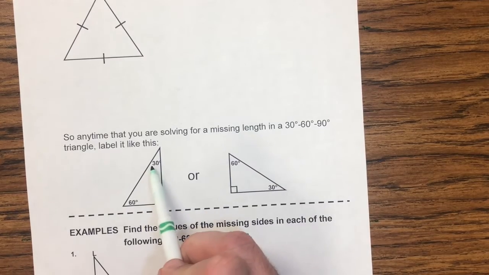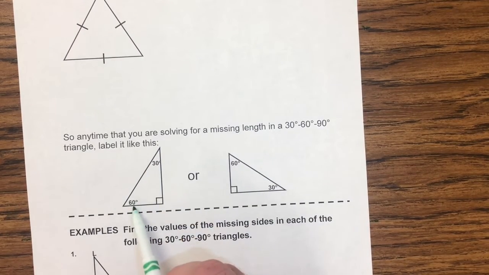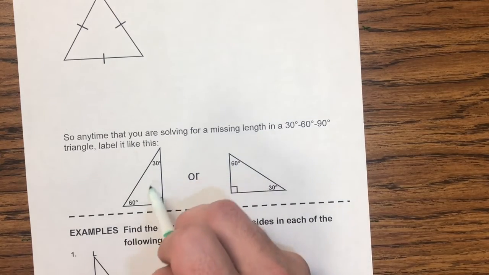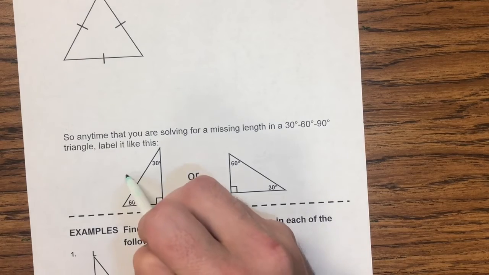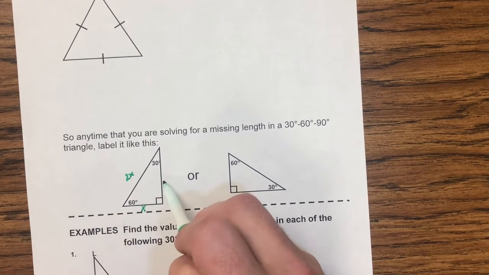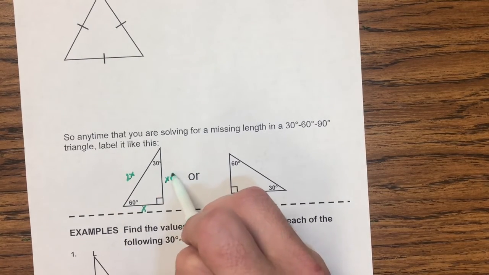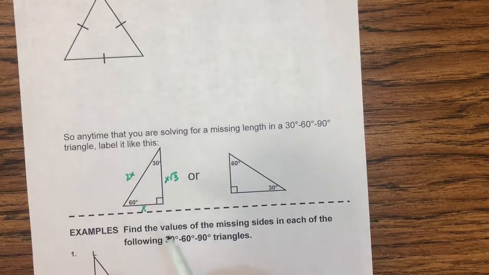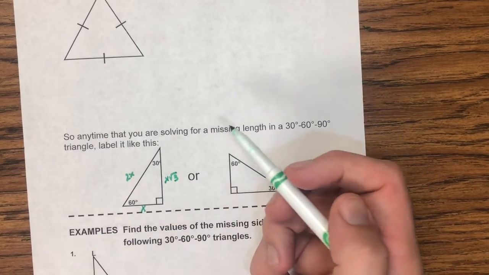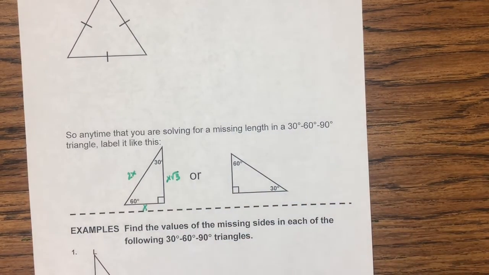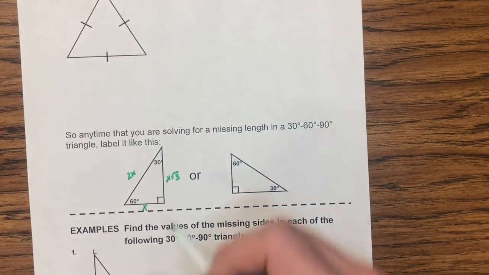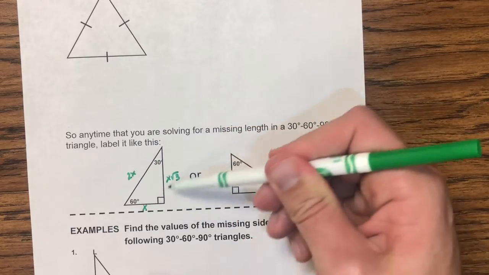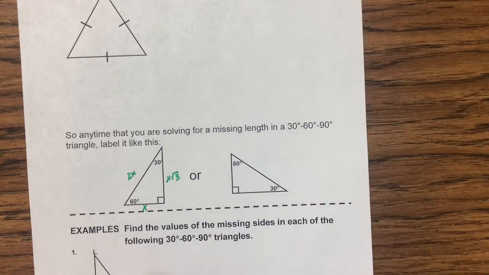It's important to notice that we have a 30-degree angle here, a 60-degree angle here, and a 90-degree angle here. Opposite of the 30, we're going to label that side x. Opposite of the 90, we're going to label it 2x. And opposite of the 60, we'll label it x square root of 3. This is the labeling that we'll use, just like the 45, 45, 90 triangle. Notice that there are some significant differences here. We'll show you how we get these in a second.